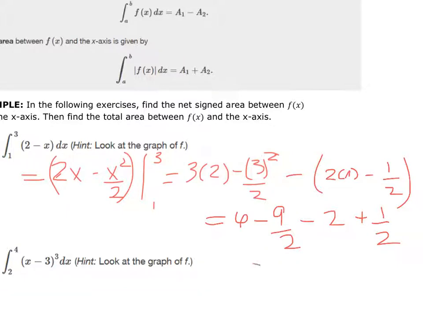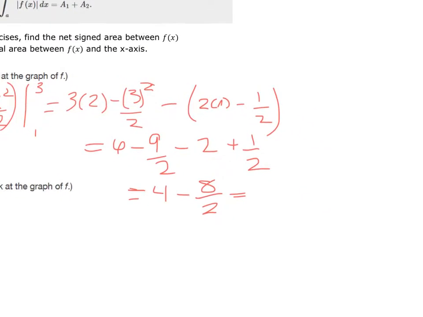All right, so 6 minus, I'm going to do this the easy way. 6 minus 2 is 4. And then minus 9 halves plus 1/2 gives us 8 halves, so minus 8 halves. Which gives me 4 minus 4, which is 0. Do you all agree that we get 0? Yes. Did I make a mistake? Because you know I am sketchy and my finger's not working well. It is not the best pen in the world.